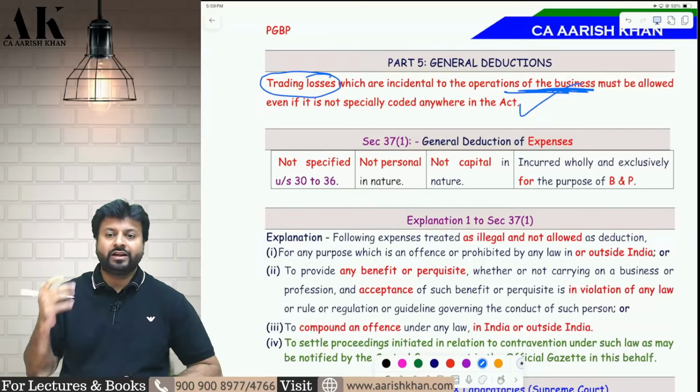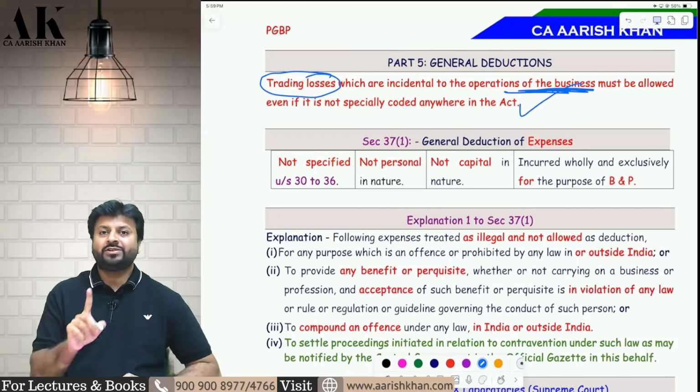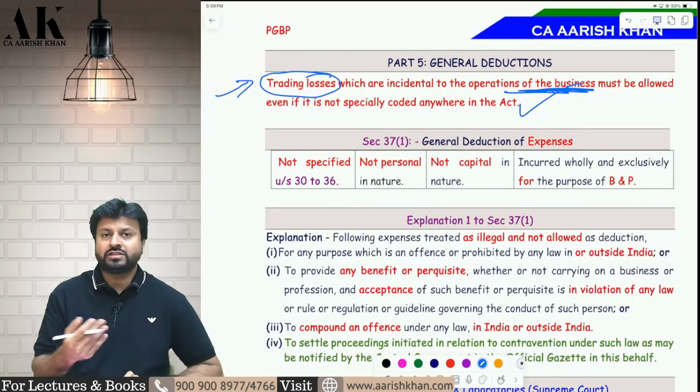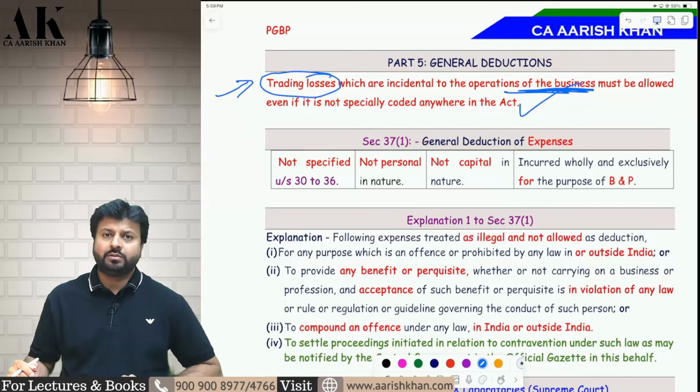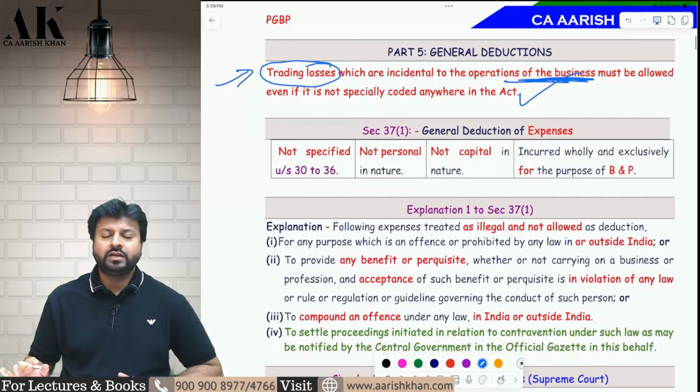Now coming to the general deduction of expense. Because 37(1) is not about losses. 37(1) is only about expenses. Therefore, we have to talk about losses first and then go ahead with the expenses. Let's talk about the general deduction of the expenses. If you want deduction under 37(1), then you have to fulfill 4 conditions. 3 negative conditions, 1 positive condition. Which are the 3 negative conditions?